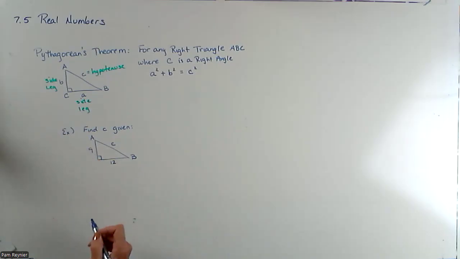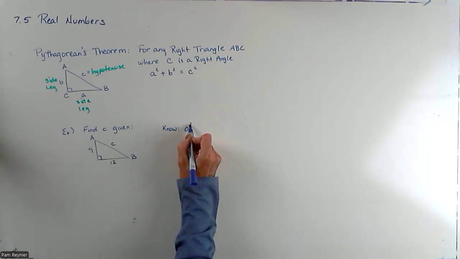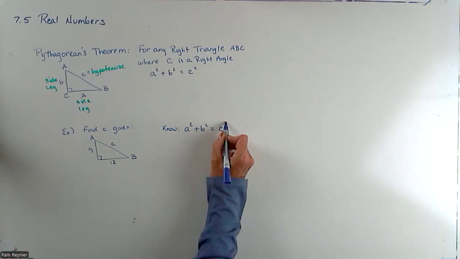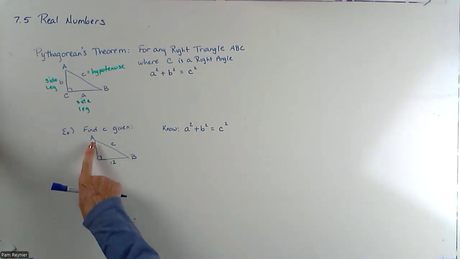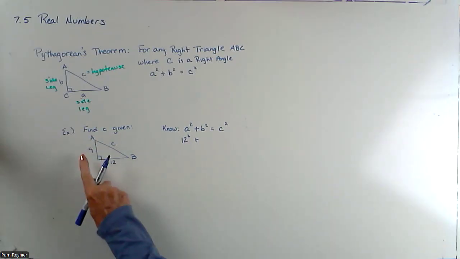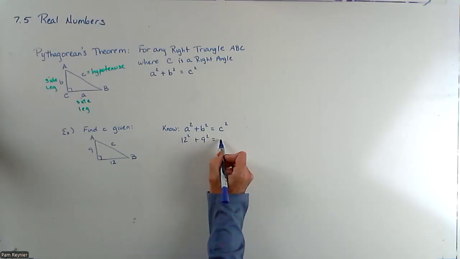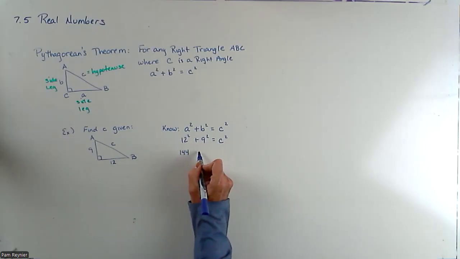So because it's a right triangle, we know that the Pythagorean theorem works. So we know the two sides squared added together will always yield the hypotenuse squared. So side A is across from A, that's 12 squared. Side B is across from angle B, so that's 9 squared. 12 squared is 144. 9 squared is 81.